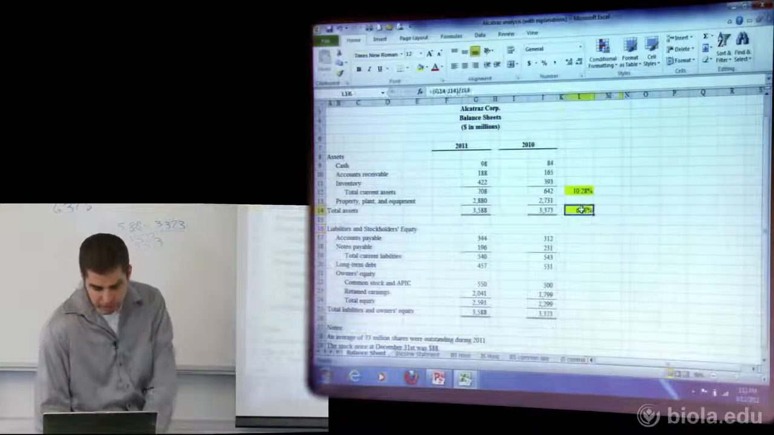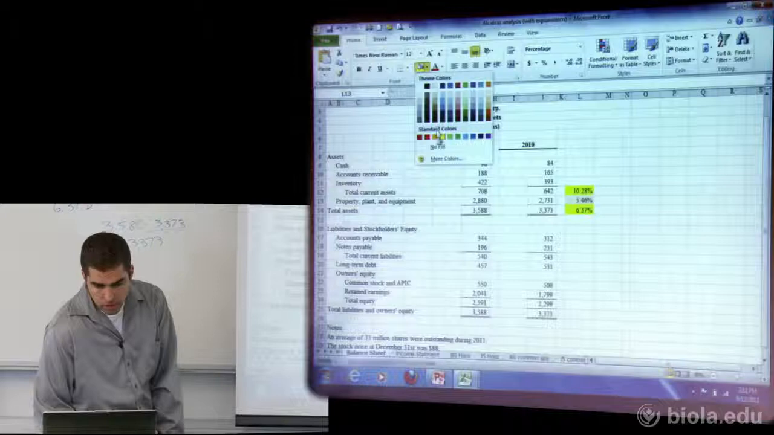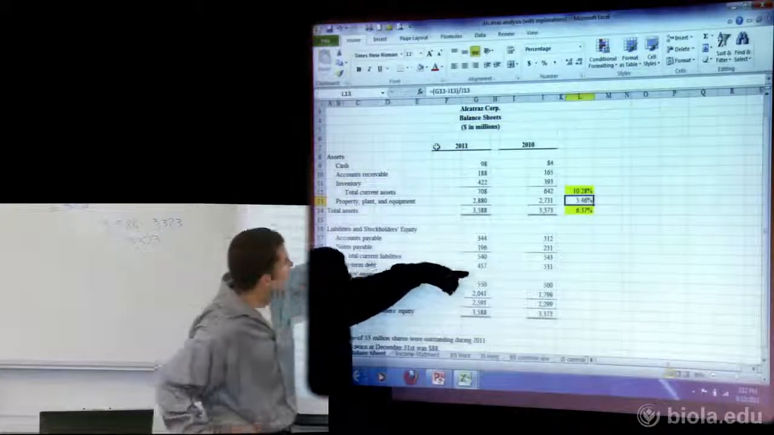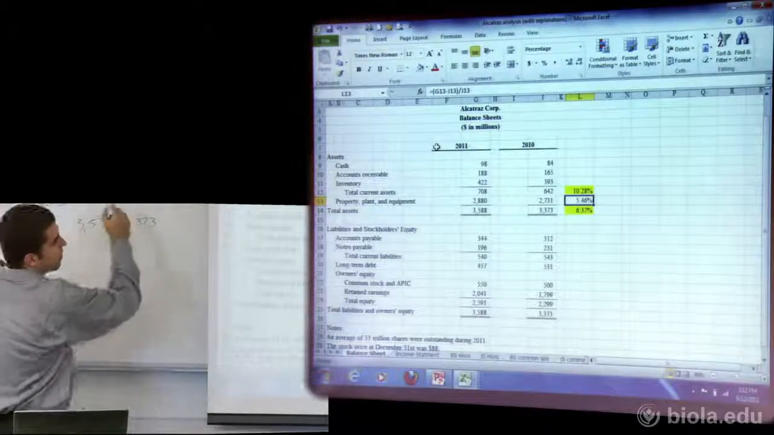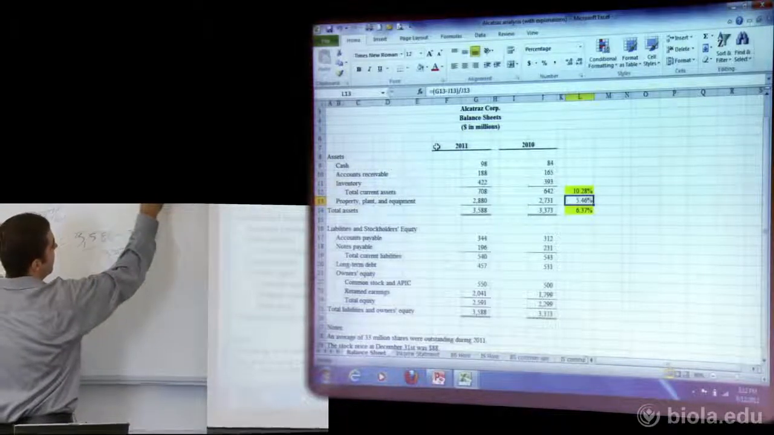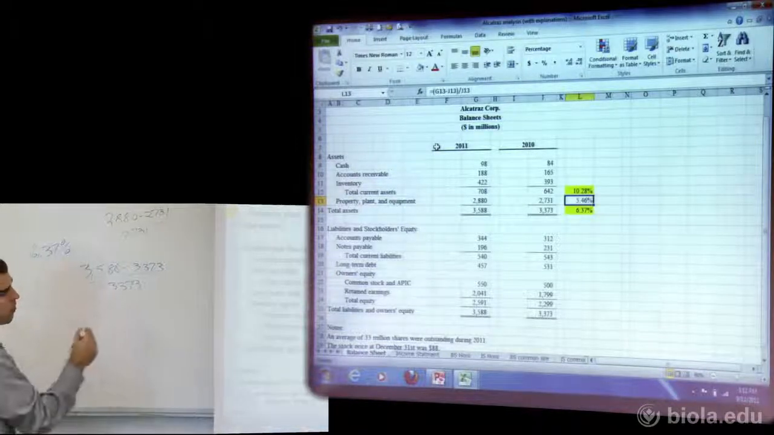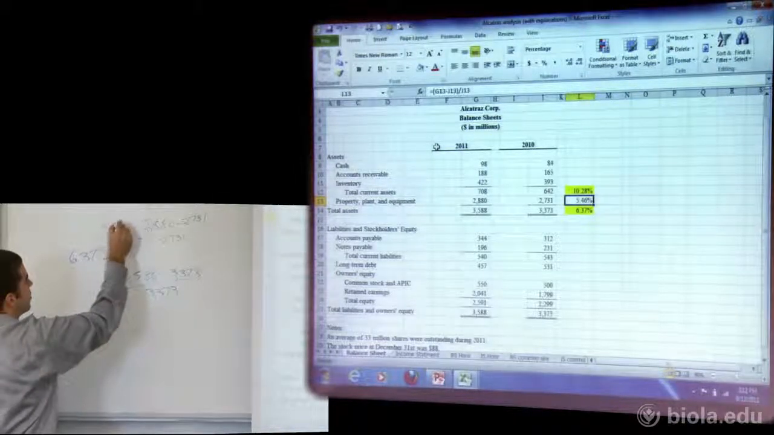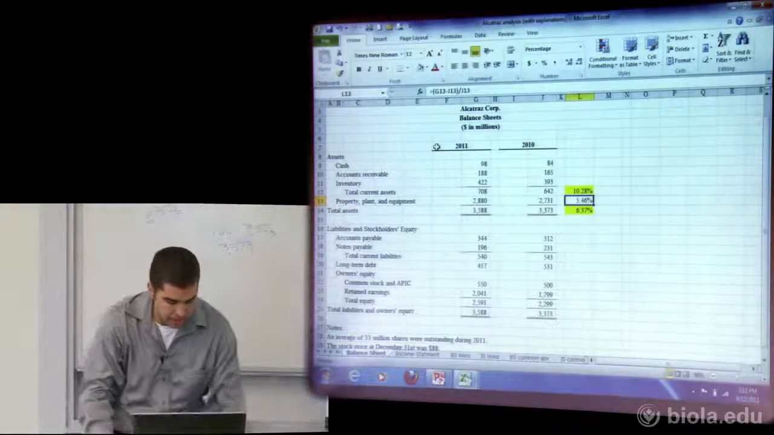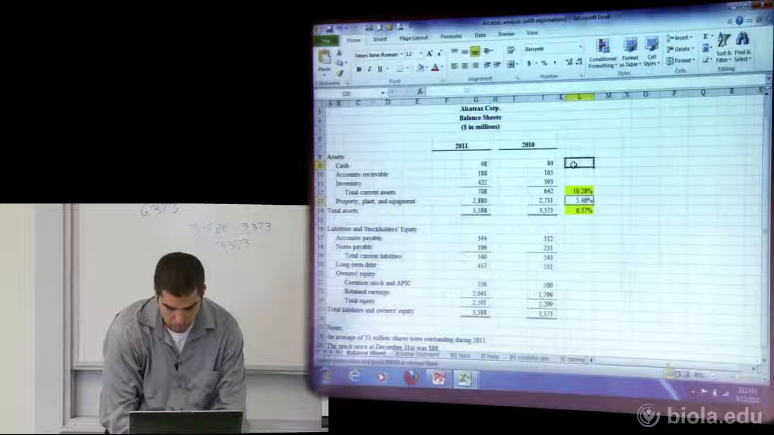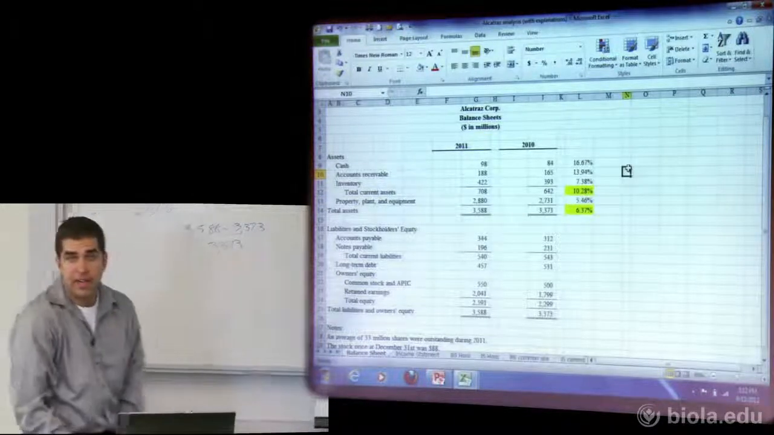Property, plant, and equipment, you want to see what this change is? So let's put that right there. I'm just copying the cell. If I wanted to calculate the cell on our own, basically for this we would have 2880 minus 2731, divided by 2731. And that number right there would be 5.46%. Okay, so you got an increase there in PP&E. Let's just copy that cell up to the other ones.